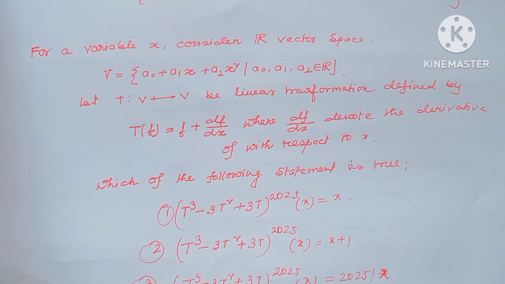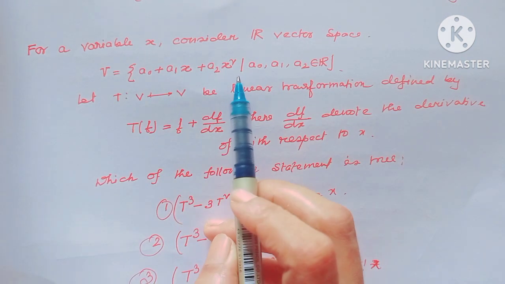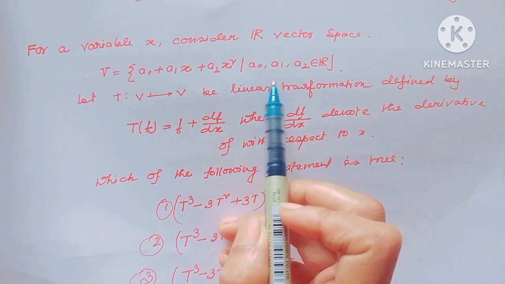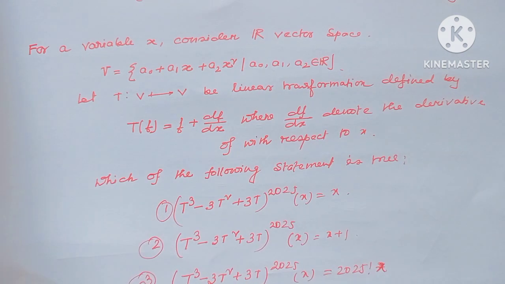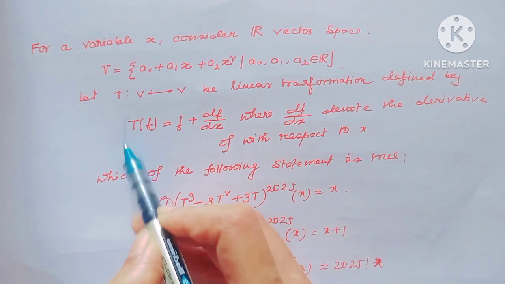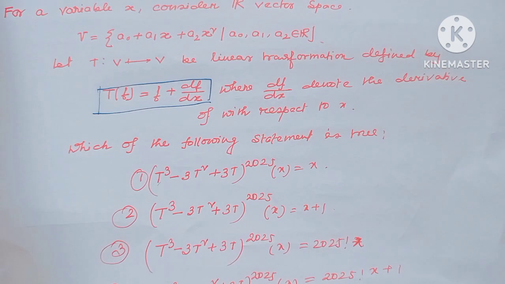Next example. For a variable x, consider the R vector space V equal to A0 plus A1x plus A2x square, where A0, A1, A2 belong to R. Consider a linear transformation T from the vector space to the vector space, defined by T of f equal to f plus df/dx, where df/dx denotes the derivative of f with respect to x. Then which of the following statements is true?